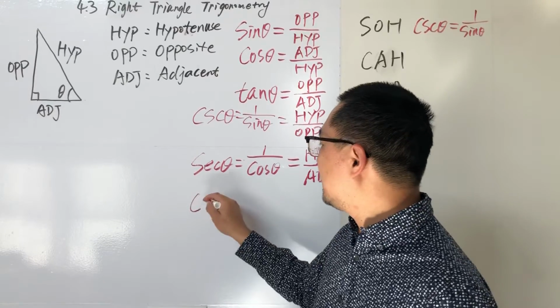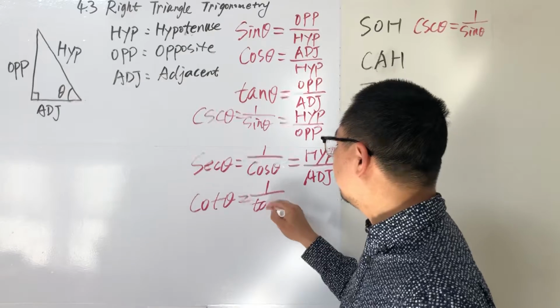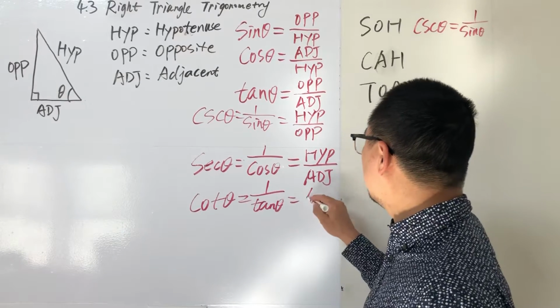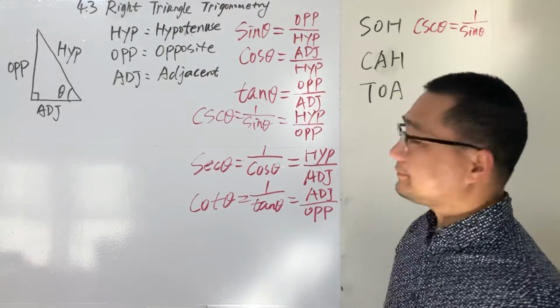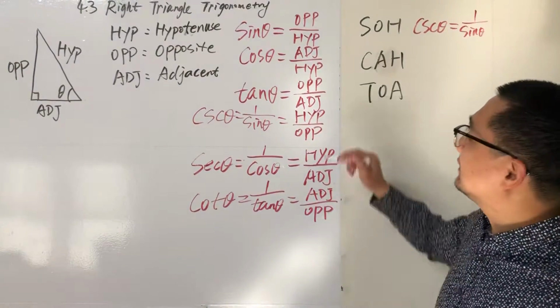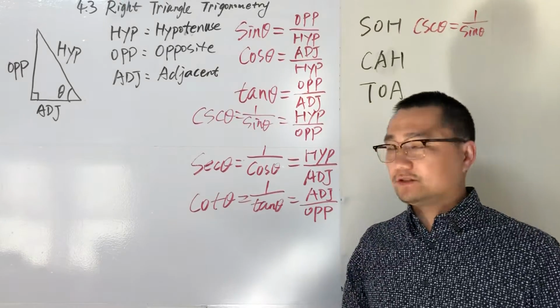And how about cotangent? Cotangent is 1 over tan. So that means it's adjacent over opposite. Okay? That's the definition of all these 6 trigonometry functions.